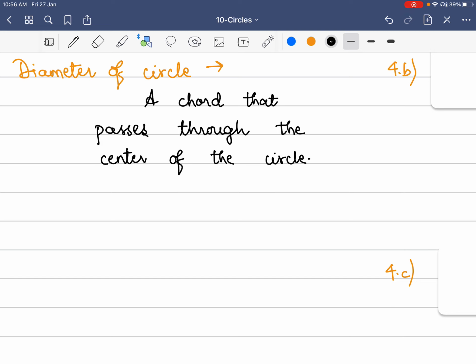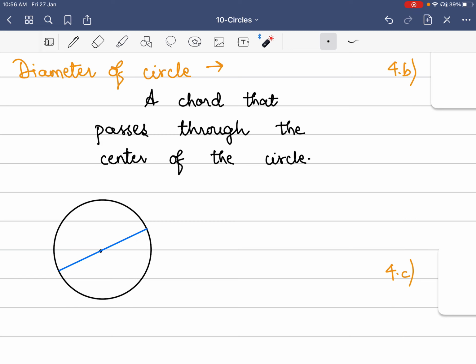So let us first draw a circle here. Let this be the center of the circle. Now I will draw a chord which will pass through the center of the circle. So something like this. Then this chord will be called the diameter of the circle.